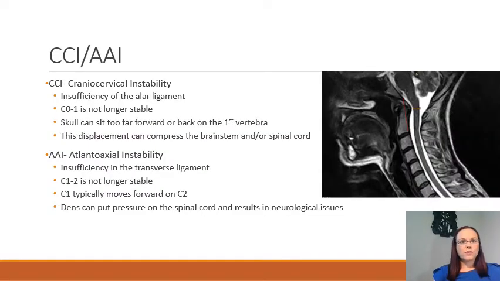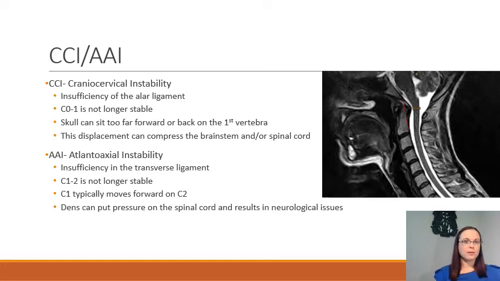So to start off, one of the ones that we hear about a lot is upper cervical instability. With upper cervical instability, we can have either cranial cervical instability or atlantoaxial instability. CCI, or cranial cervical instability, is where we have insufficiency of the alar ligament. So the head is no longer stable on C1. The head is not sitting on the neck where it should be. The skull can sit too far forward or back on the first vertebra. It depends on the patient.